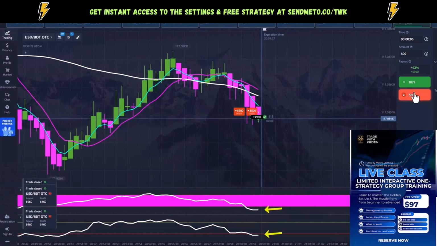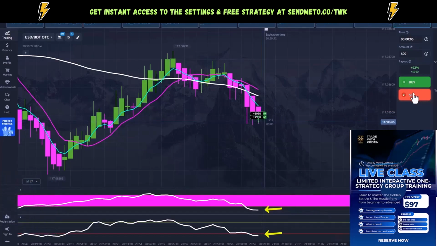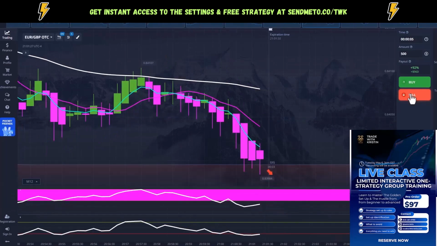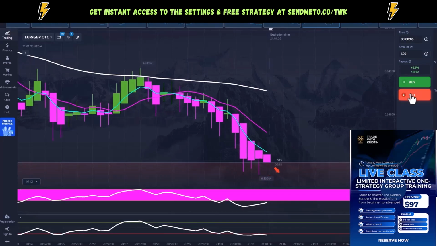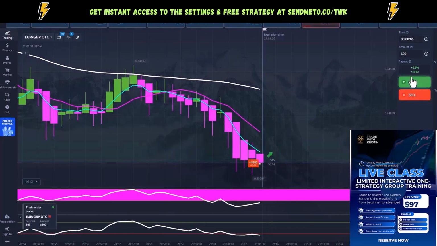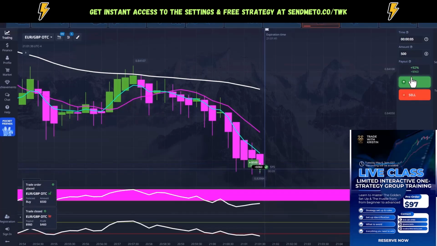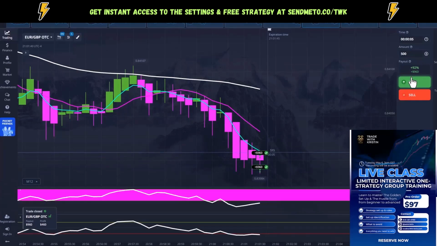This looks nice right here. Why? Because we're below the CCI, we're below the Williams, and now we're hitting a bit of resistance. Let's see where this is going. Now I did double trade on this because I knew that it was going to go down and then pop right back up.